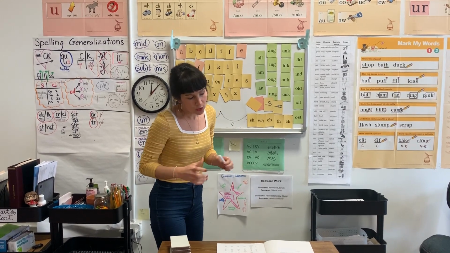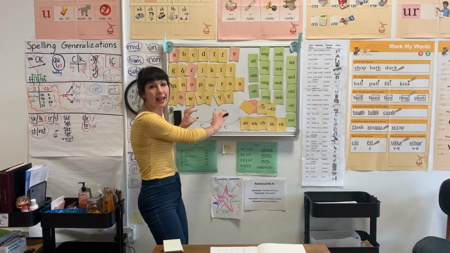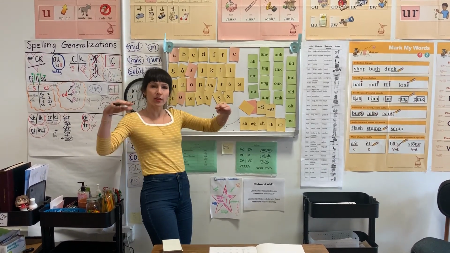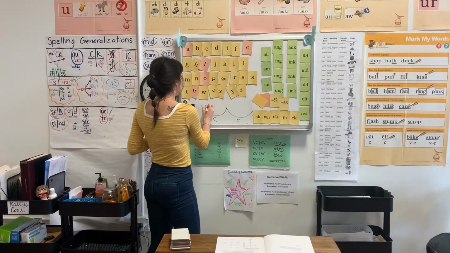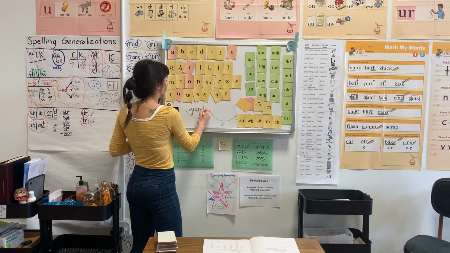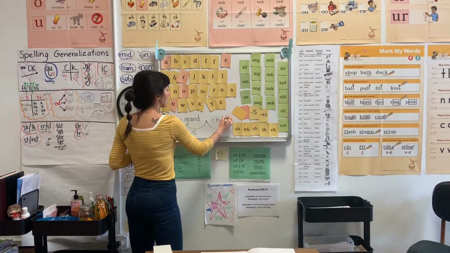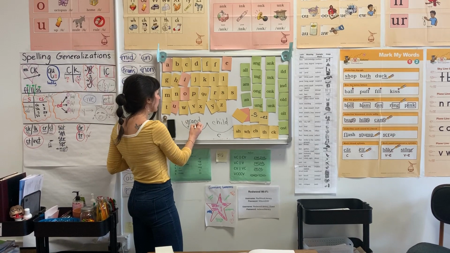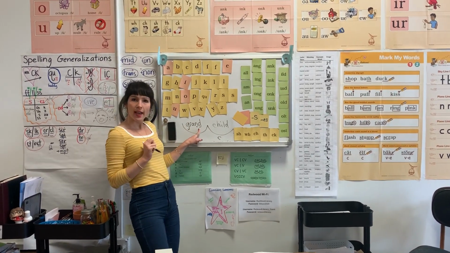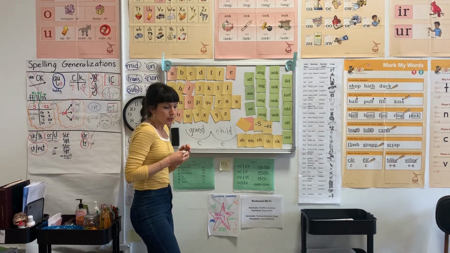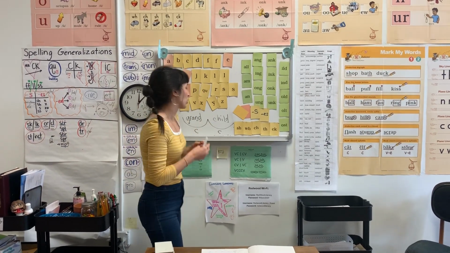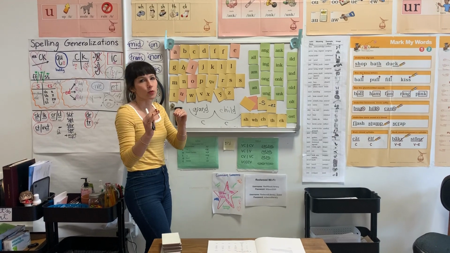In 3.2, now we introduce the concept of blends. So we have that foundation of multisyllabic, simple closed syllables, and now we're adding blends. So for example, the word grandchild, right? We have a blend at the beginning of the first syllable, a blend at the end of the first syllable, and then another blend at the end of the second syllable. So it's just slightly more complex than 3.1.